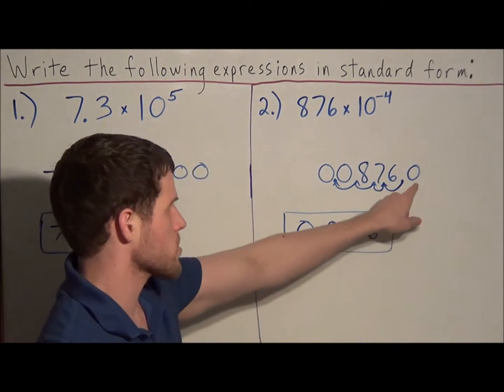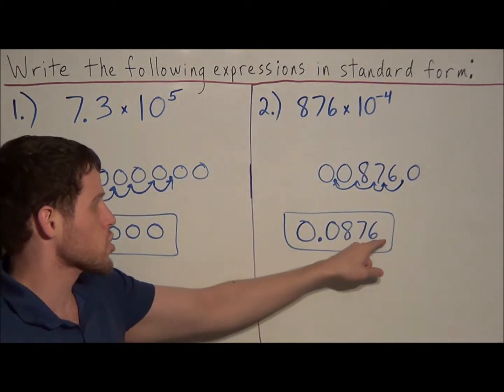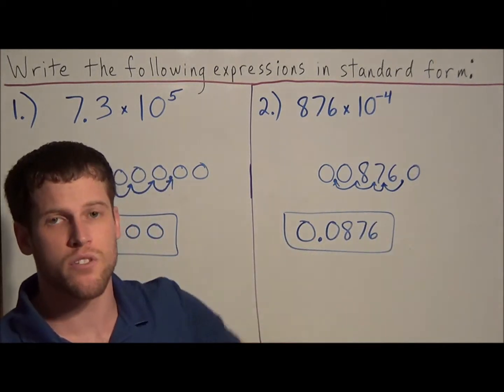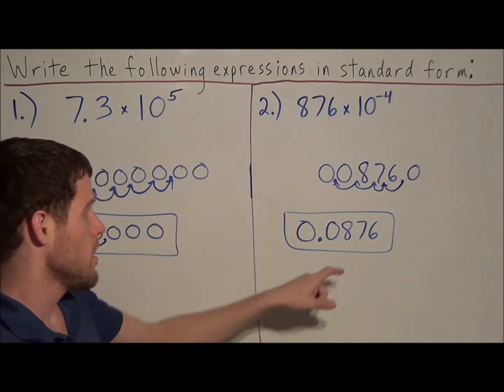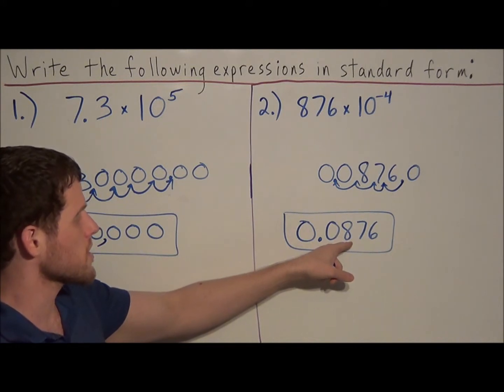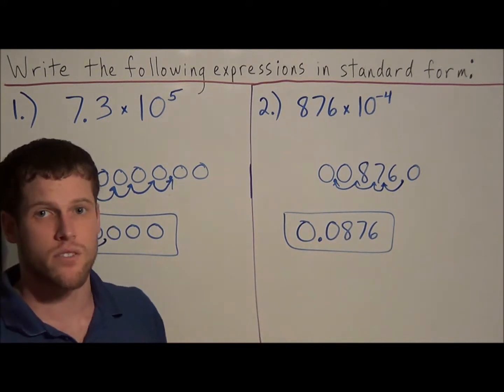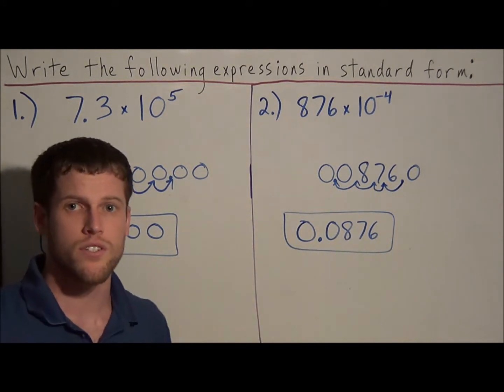Notice that we got rid of the extra 0 on the end because any trailing 0 to the right of a decimal is just a placeholder, so you don't need to write it. So if we wanted to write it as a fraction, we could also say that this is 876 10,000ths, but writing it as a decimal is sufficient.